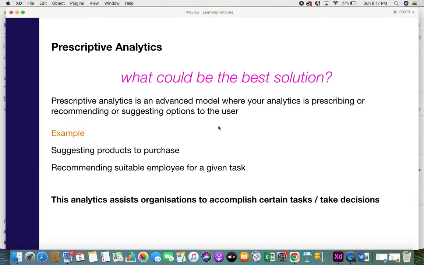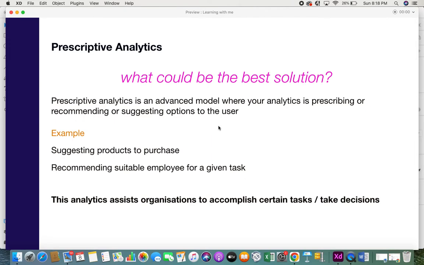For example, suggesting products to purchase could be one suggestion. Another is recommending suitable employees for a given task. Let's say you have a workforce management portal with a lot of tasks, and a lot of manual work where a supervisor needs to sit down and see which task has to be assigned to which employee. With advanced analytical models, based on the requirements of the task and the skill sets of the employees, the model can match tasks to skill sets and provide recommendations.